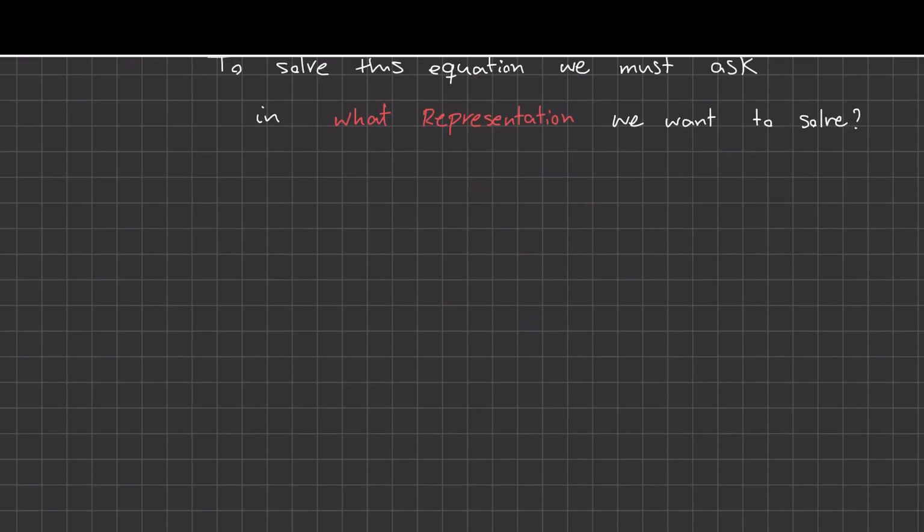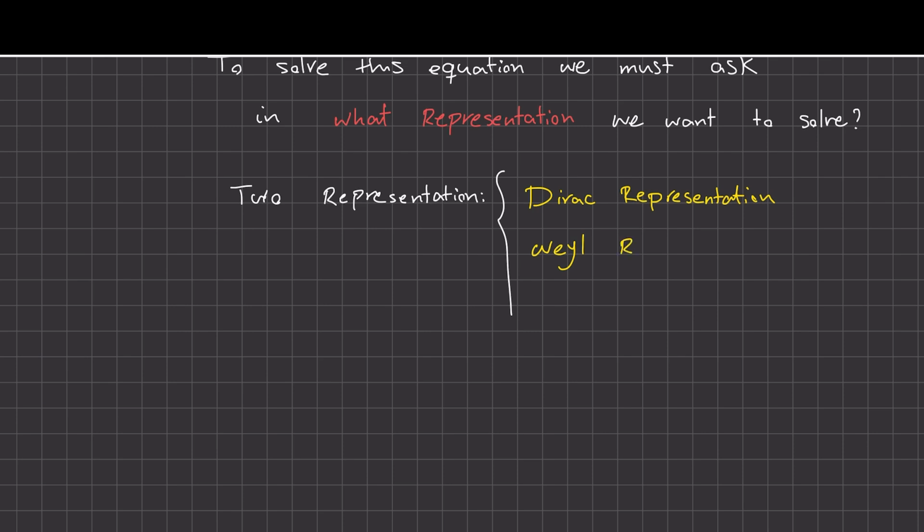So here we are just talking about the representation, and we have two representations in general that have this particular algebra that we discussed. We have the Dirac representation, and we have the Weyl or chiral representation of the Dirac matrices.